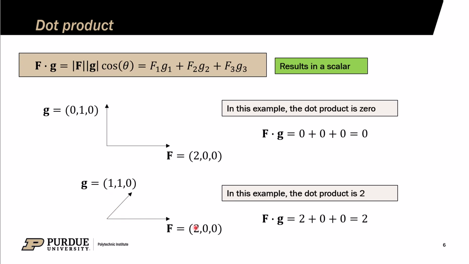One more example, we've got the same f vector, but now our g vector is 1, 1, 0. So f1 times g1, 2 times 1 gives us 2. And then f2 g2, that product gives 0, and f3 g3, that product gives 0. So in this case, the result is 2.